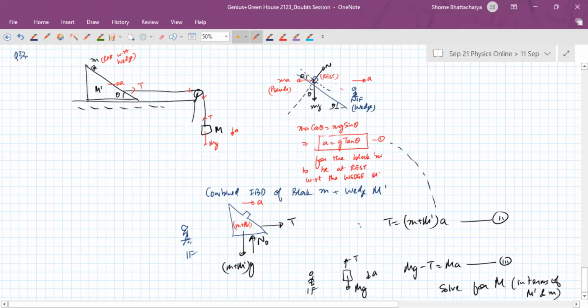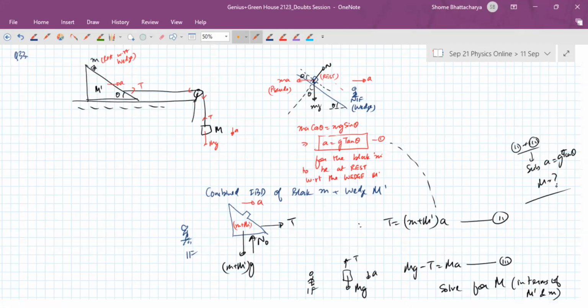So add the two equations, that is equation 2 and 3, add them, you will get rid of tension. So do equation 2 plus 3, and after doing that, in that substitute A as g tan theta. Okay, so you'll get the value of M. Okay, so hope this is also clear.